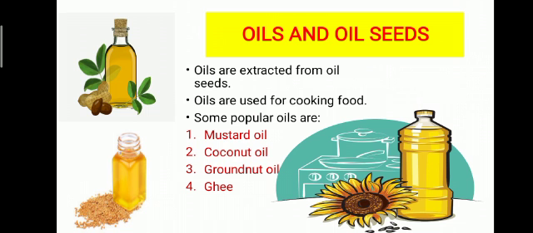Next thing is oils and oil seeds. Oils are extracted from oil seeds. Oils are used for cooking food, as we have discussed that we fry different things in oil. Some popular oils are mustard oil, coconut oil, groundnut oil and ghee. We use these oils to cook food.